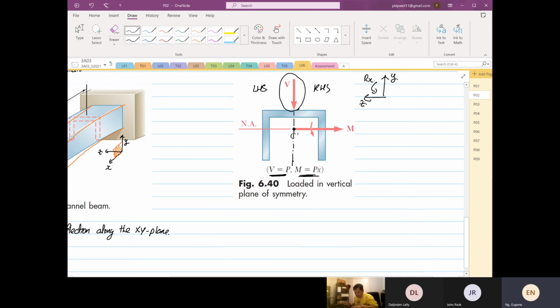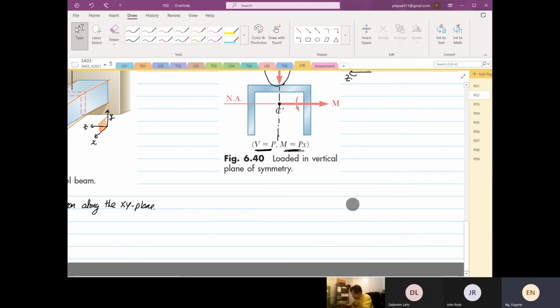So we can see when this is the case, you have stress sigma_x equal to minus Mz over Izz times y, and then you will have your shear in the xy direction equal to Vy over Izz times Qz divided by t.